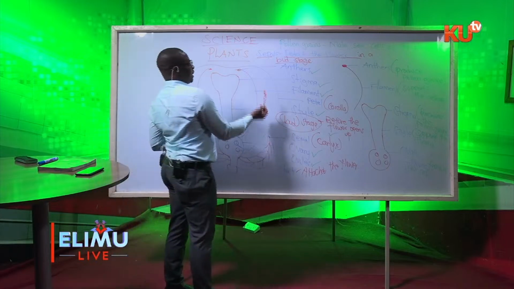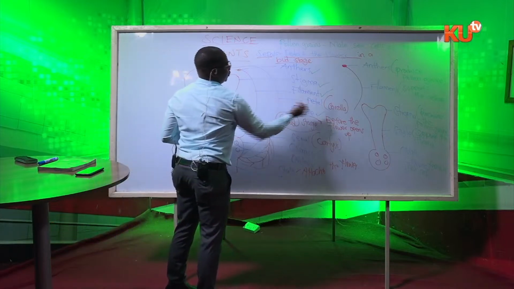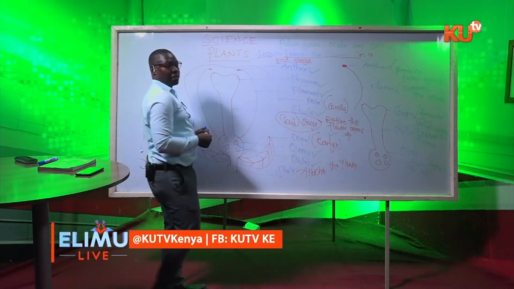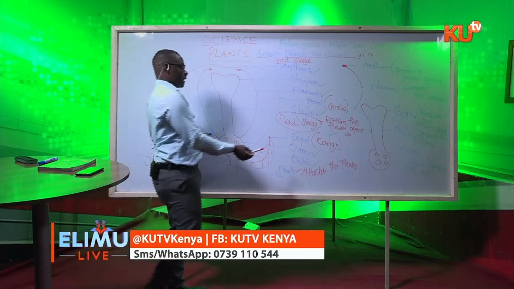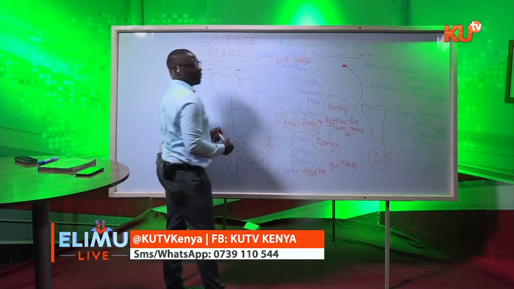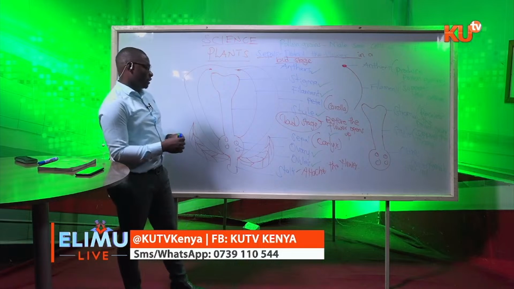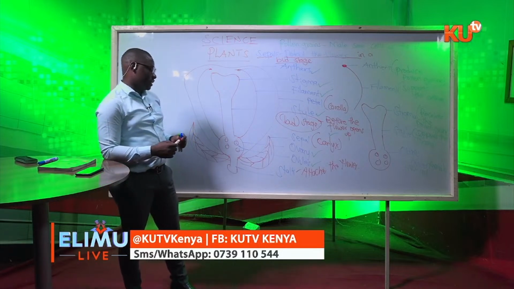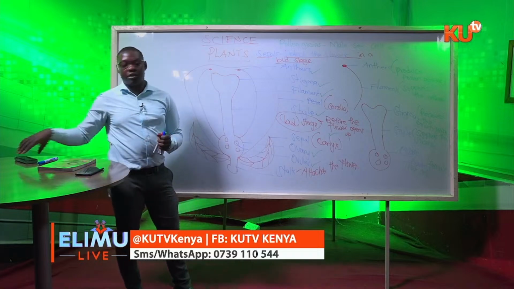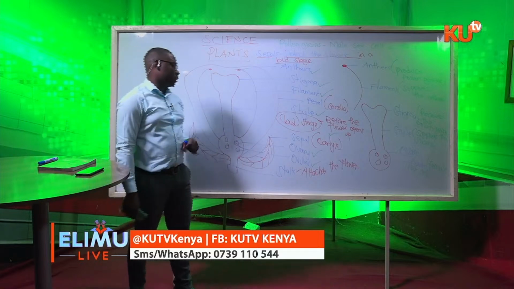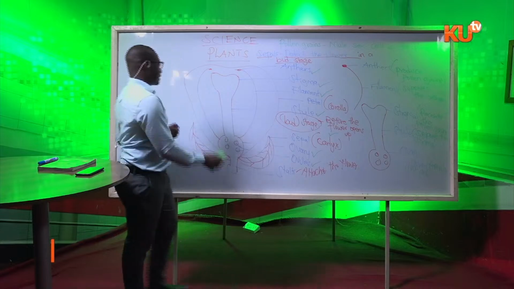The other parts we have are the petals, also called the corolla. They attract the insects in insect-pollinated flowers. And then we have the sepals, collectively called the calyx, which protect the flower in the bud stage. Then finally, we have the stalk, and the stalk attaches the flower to the plant. So those are the parts.